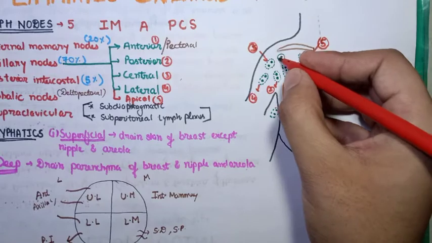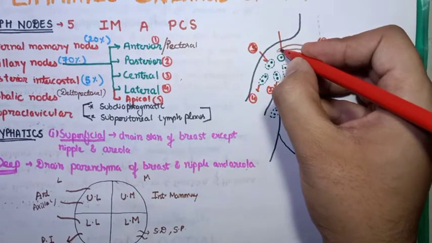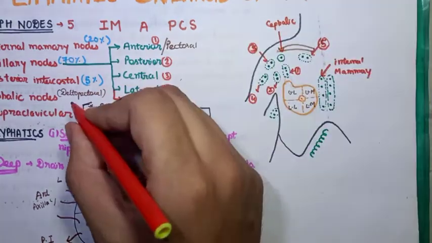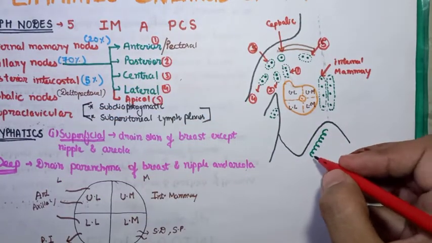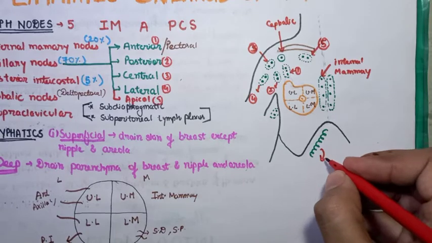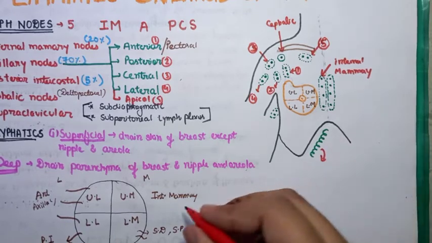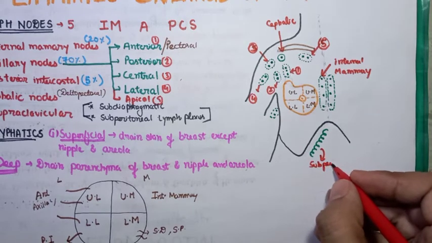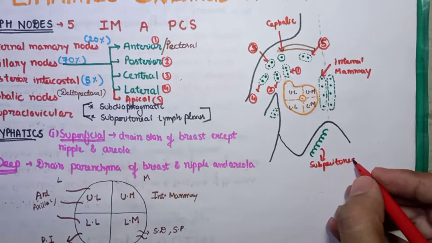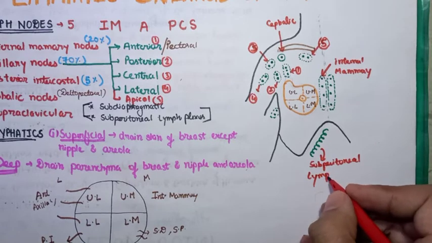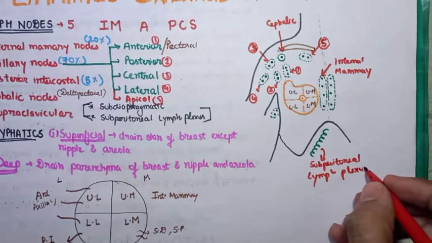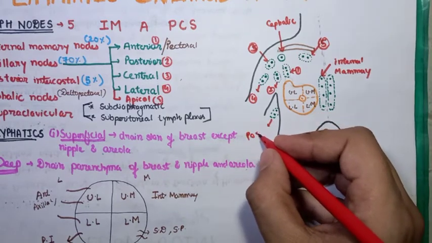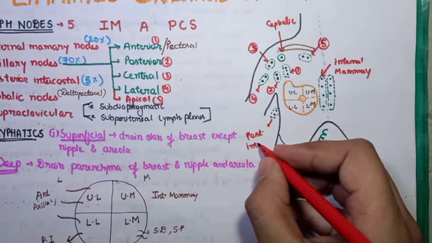Okay, now the remaining, this is called the cephalic node. Cephalic is also called the deltopectoral. This is the subdiaphragmatic or subperitoneal, so it is the plexus over there. So mark it as subperitoneal lymph plexus. And this is the posterior intercostal.